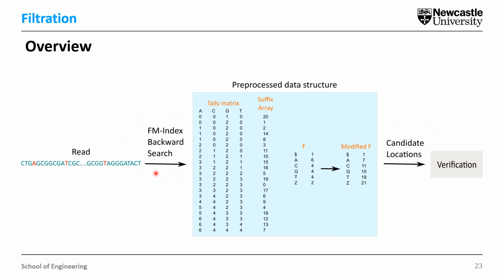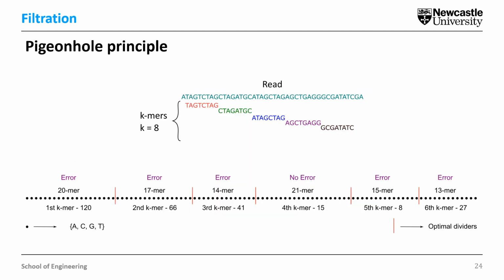FM index backward search is a well-known search method which is applied on an FM index data structure. We will discuss this in our coming slides. But we should note that FM index backward search is an exact search method and hence cannot be applied directly on an error prone read. To account for the errors and also apply exact matching using FM index backward search, which is one of the fastest methods provided the FM index data structure is available to us, we use the pigeonhole principle.